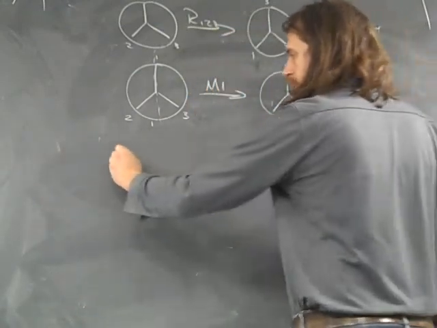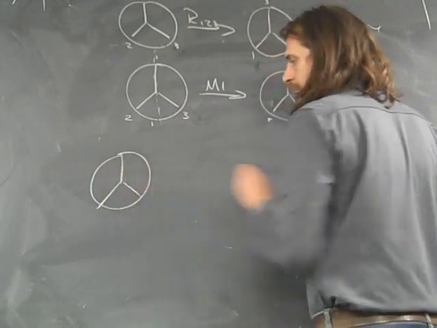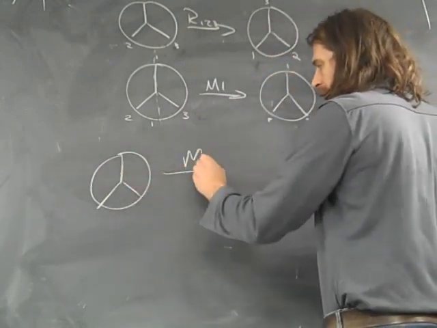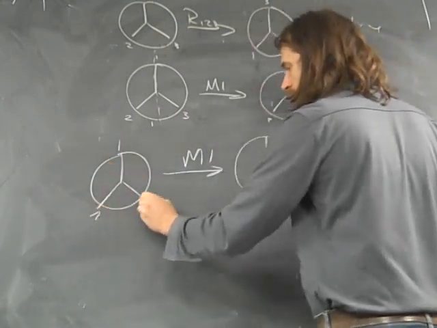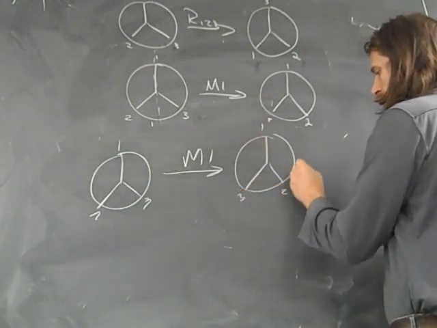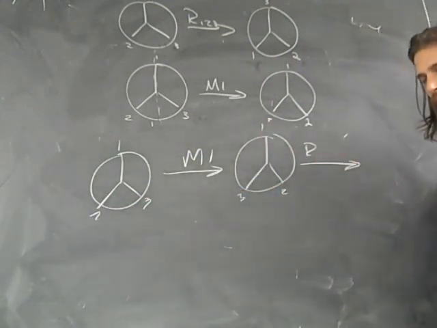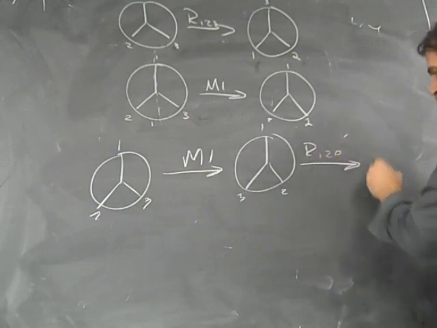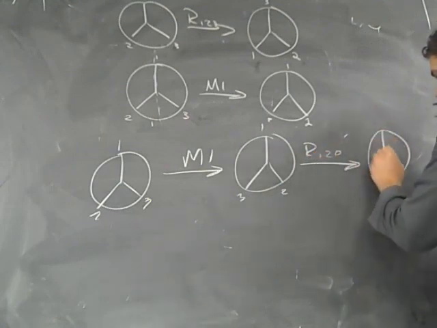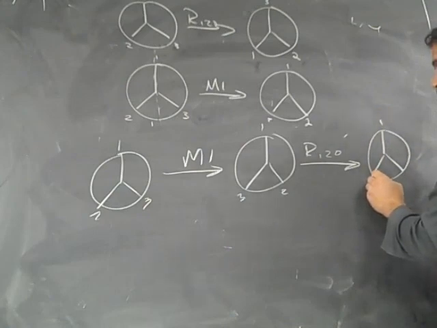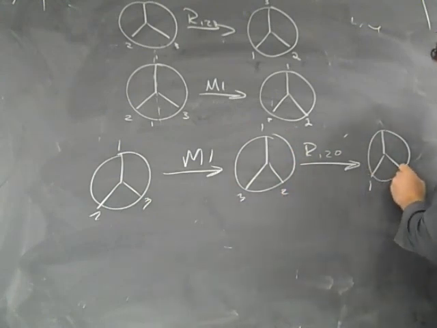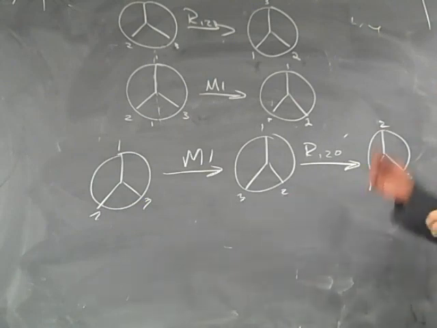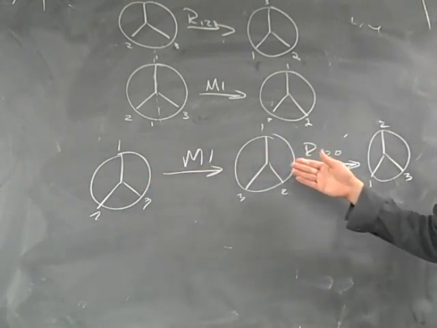Okay, so in this example, I want to run M1 first. M1 takes 1, 2, 3 to 1, 3, 2. And then I'm going to follow that with R120. It's going to take 1, 3, 2 to 2, 3, 1. Okay, so now I've built a new function by running these functions in sequence.